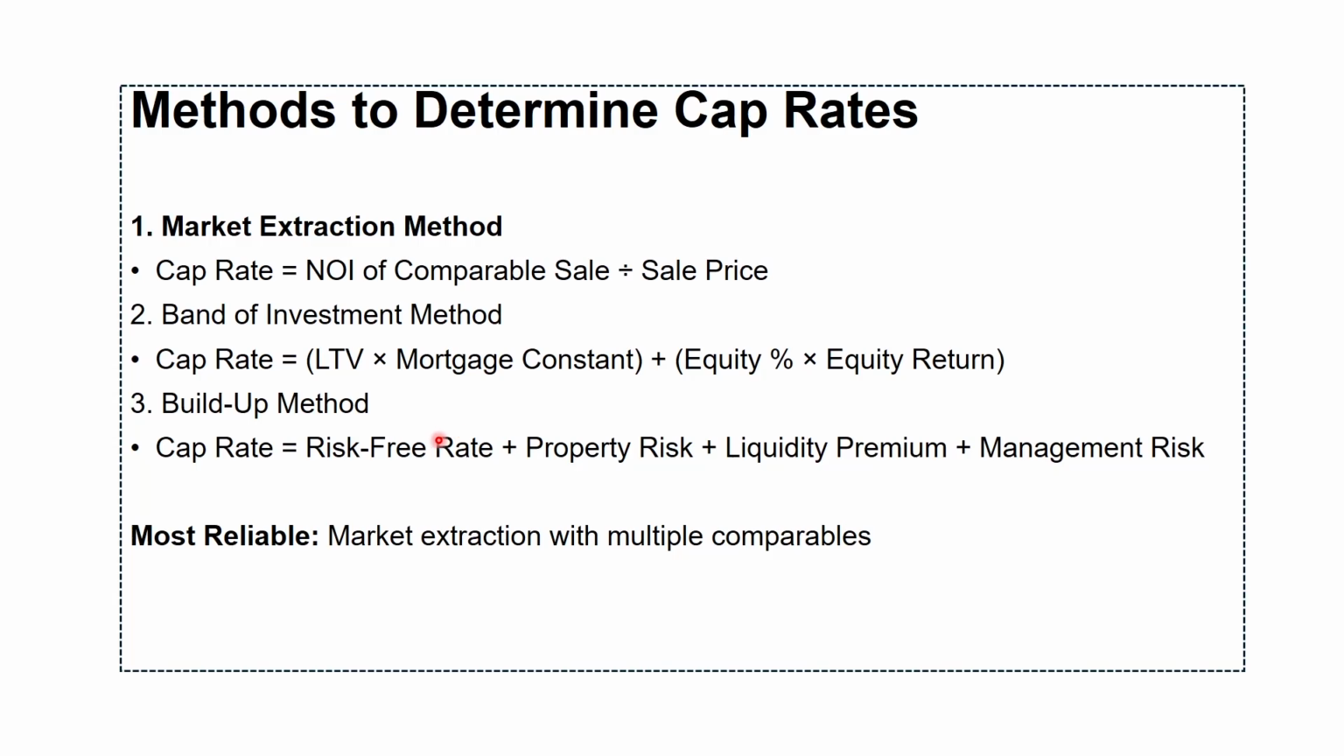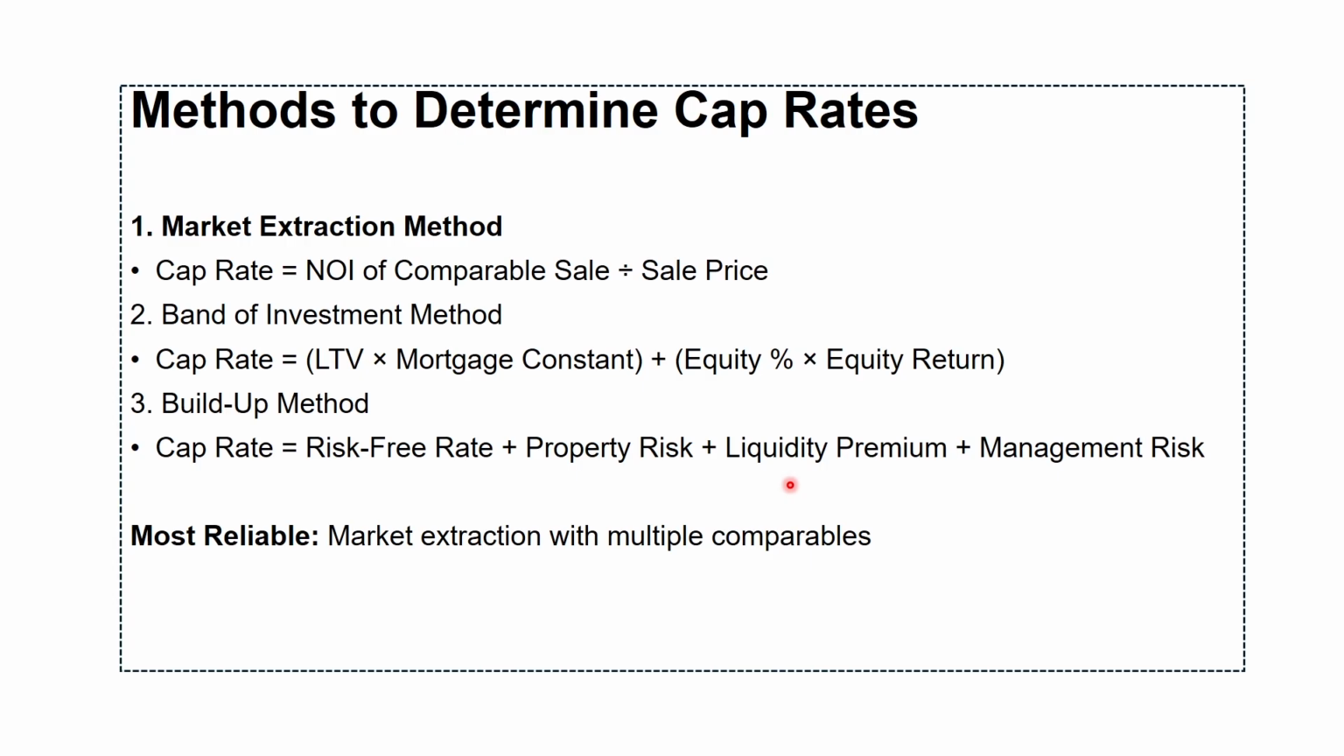Then we have the built-up method. The built-up method starts with the risk-free rate, typically government bonds, and adds risk premiums because of various factors: property type risk, location risk, liquidity risk, and management complexity. This is useful when market data is limited, but it requires significant professional judgment in determining the appropriate risk premium.